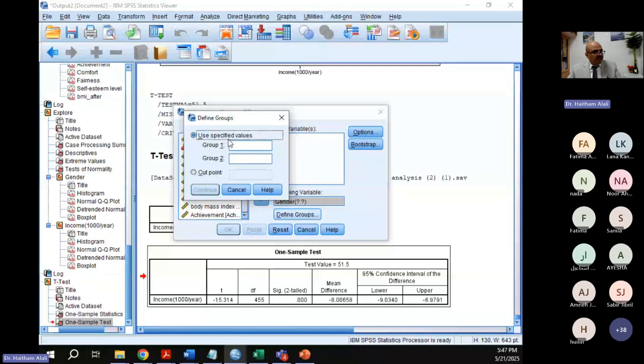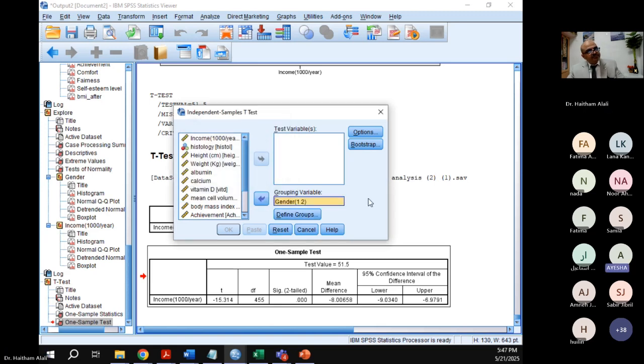So we have 1, right? Correct? And 2. Do we have any more numbers? Male was 1 and female was 2. Correct? Then continue. And we want to check the differences between male and female, for example, on income, or you may want to check body mass index. It depends on the question or the hypothesis.